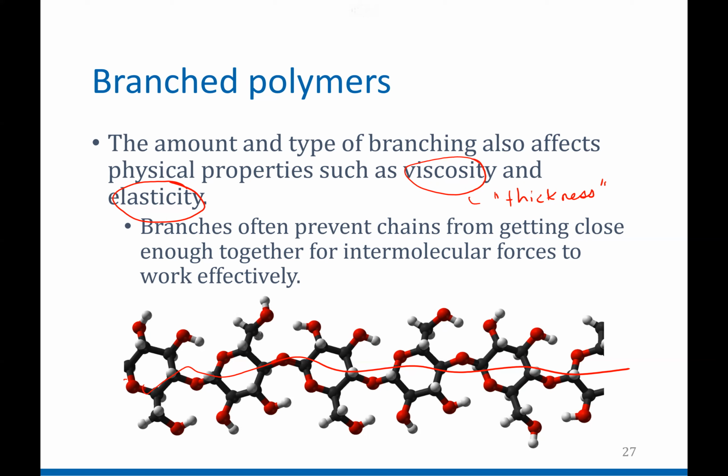So branches prevent chains from getting too close to each other for intermolecular forces to work quite as effectively. So that kind of changes its properties. And I can't give you exact properties of a branched polymer because there's hundreds of thousands of polymers. They're all different. You kind of have to look at each polymer as its own entity when you're looking at the physical properties.